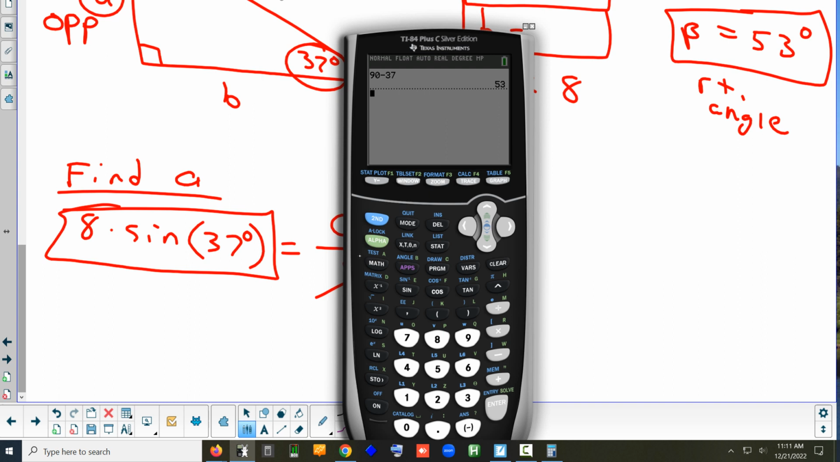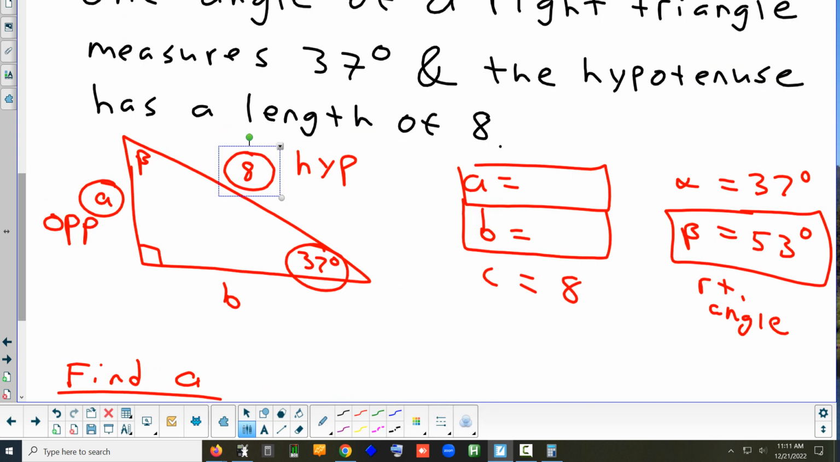So first thing you want to check is the mode on your calculator. Make sure it's in degrees. You can do these problems in radians, but I think the ones I give you are all degrees on the test. But just check the number inside the parentheses and make sure it has a degree symbol. So 8 sine 37. A is 4.815. Okay.